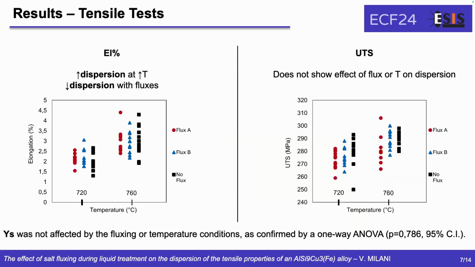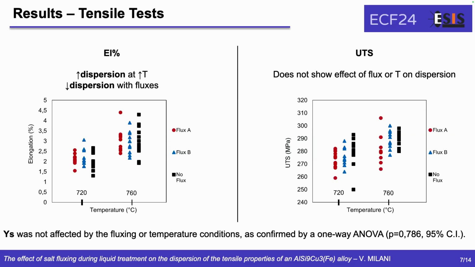So now let's move on to the results I obtained from the tensile tests. Let's focus on the elongation to fracture first, which is the graph you can see on the left. What we can observe at first sight is that the dispersion increases with increasing processing temperature, while it decreases when fluxes are used, especially at lower processing temperatures.